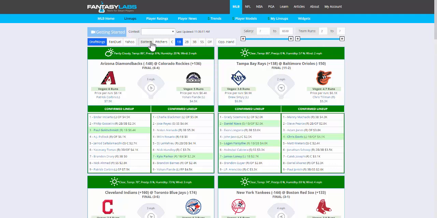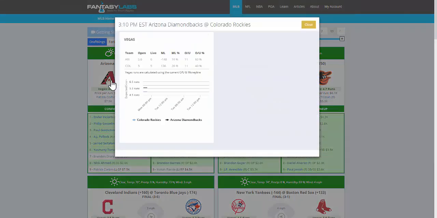I use this a lot to identify quality stacks. So the first way we can do that is to look at just the Vegas implied runs. And this is something that we calculate based on the over-under and the money line. So if you click on a team logo, you can actually see the opening line, where the money line is, where people are betting. So Arizona in this game opened at 4.5. It actually closed at 6 runs, so they went up 1.5 runs, which is a big predictor of fantasy value.